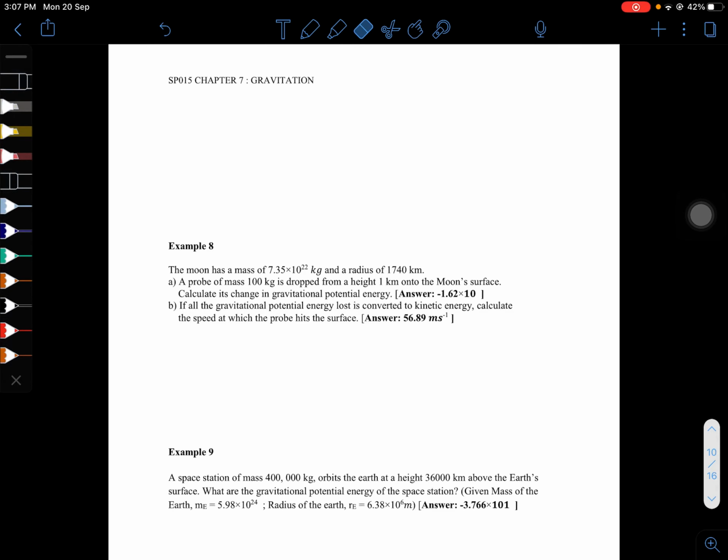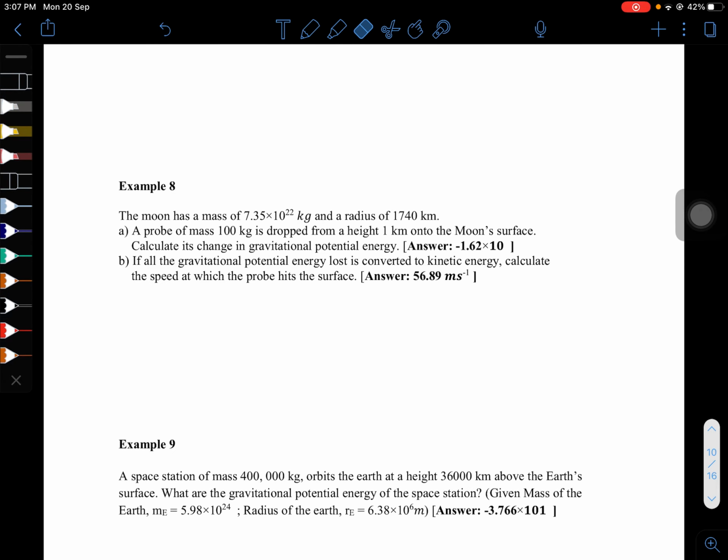Okay, so let's try to do example 8. So let's read the question. The moon has a mass of 7.35 times 10 to the power of 22 kilogram, and the radius of the moon is 1740 kilometer. Okay, so a probe of mass, like a satellite, of 100 kilogram is dropped from a height of 1 kilometer onto the moon surface. So calculate its change in gravitational potential energy.